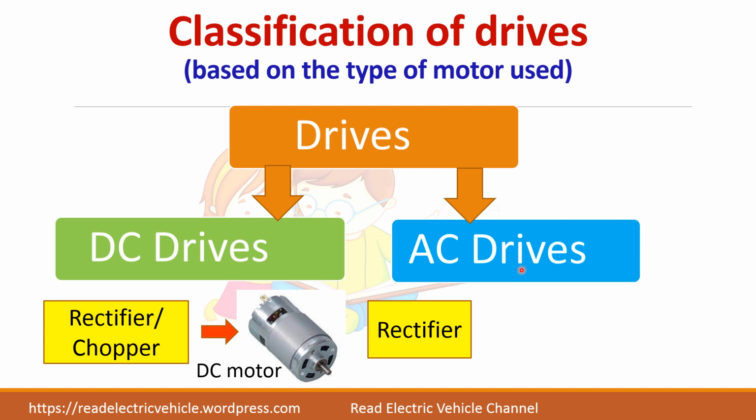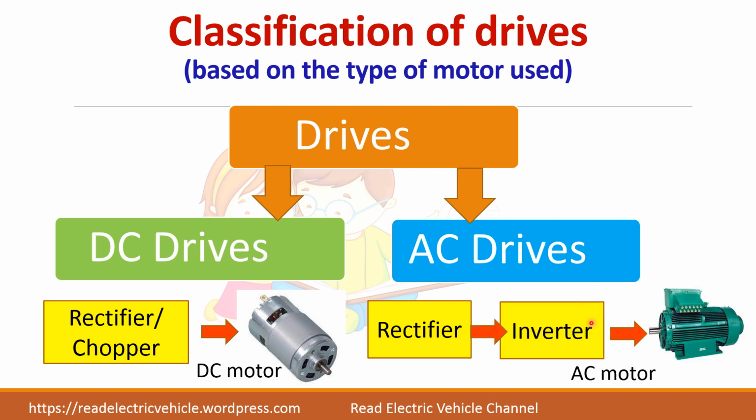Here the AC motor is used, which will be supplied from a rectifier through an inverter, because the inverter gives the AC output. An inverter needs DC input, which can be obtained from a rectifier.